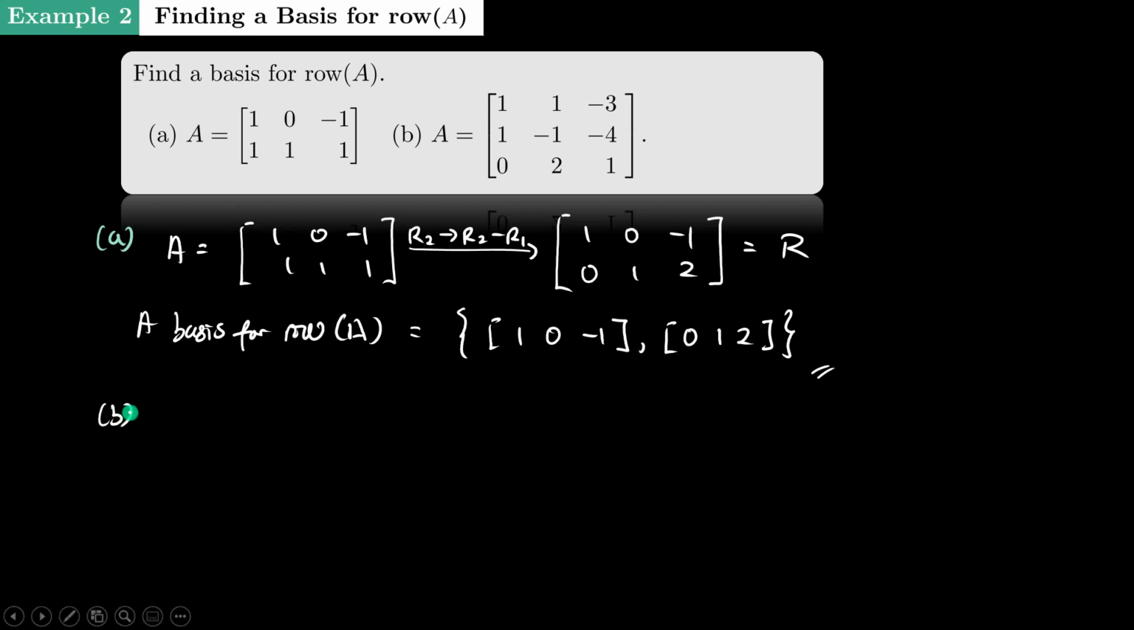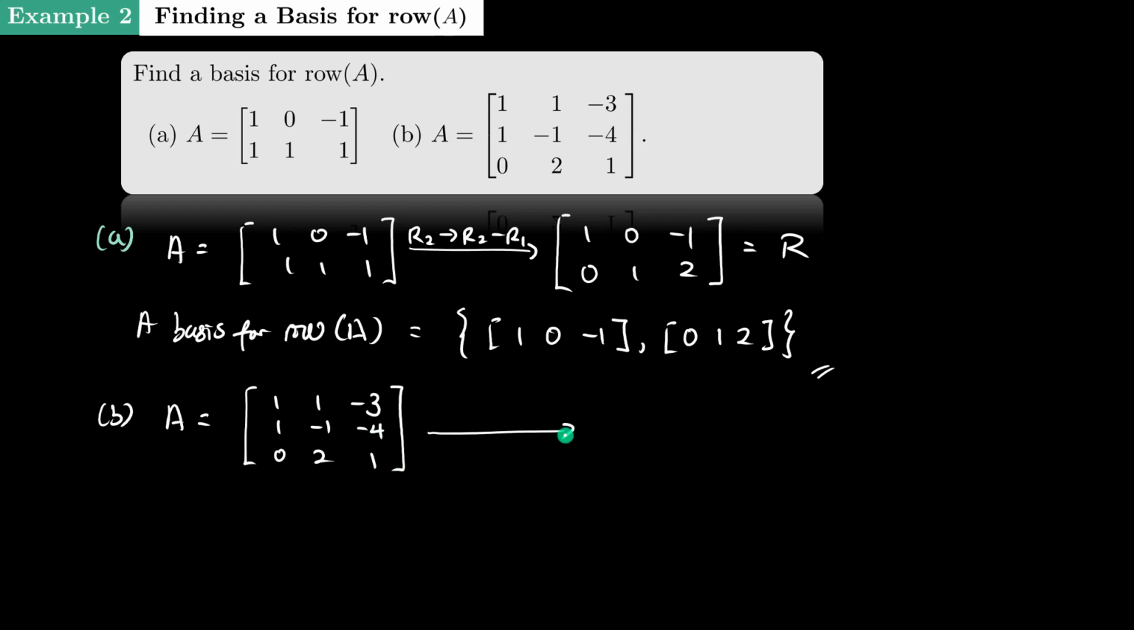For part B, the same method applies. Our matrix A is given by this 3 by 3 matrix. And we can perform the row operations to reduce this to REF form. The first operation is to get rid of this number here below the first pivot. We obtain this matrix.